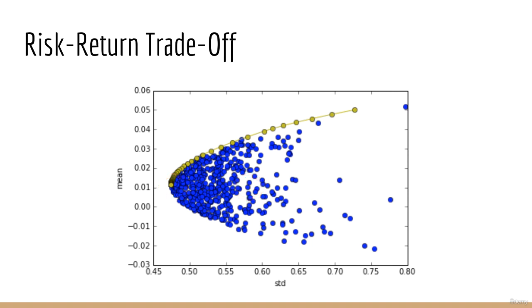So that's the idea behind portfolio optimization. We want to trade off risk and reward, but we don't want to take on any more risk than necessary, and we also want to maximize our reward for a given level of risk.